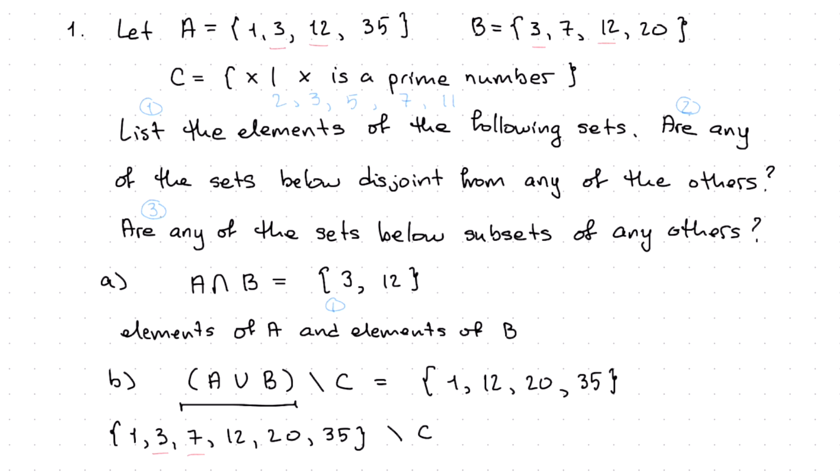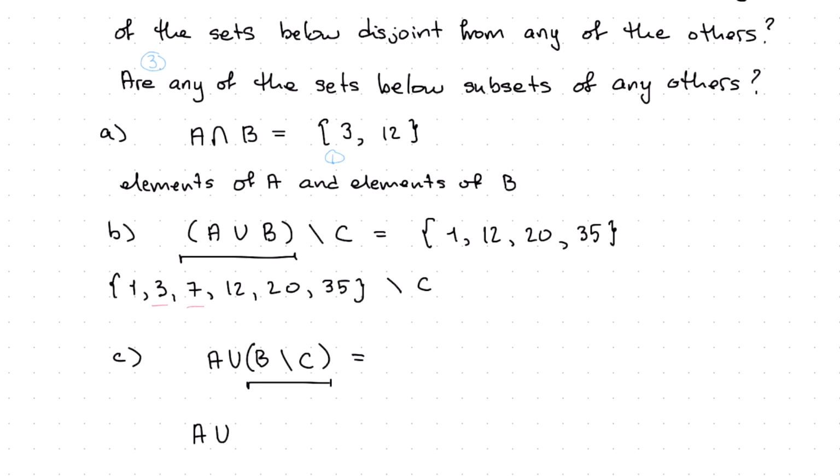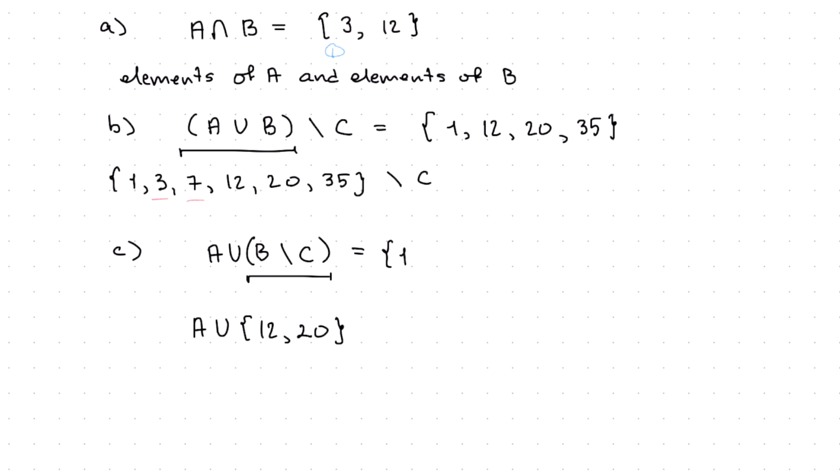In C, we're given A union, parentheses, B difference C. Let's start with the parentheses. A union stays the same, and B difference C is going to give us a set of 12 and 20. And union, as we know, is all the elements in A in addition to 12 and 20. So I will have 1, 3, 12, 20, and 35. I don't have to write 12 two times because it's in both.